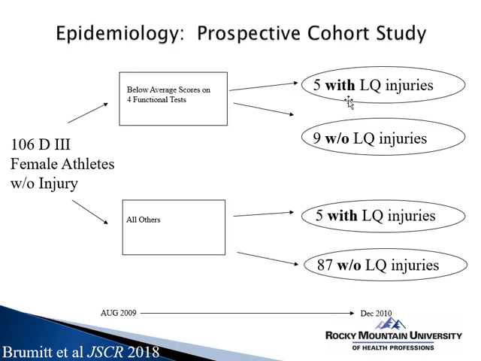And then I followed them forward in time to see the proportions. And what I found in this particular study is that this group here, who had lower scores, were at a 9 times greater risk of experiencing a non-contact time loss injury during the season at their thigh or knee.